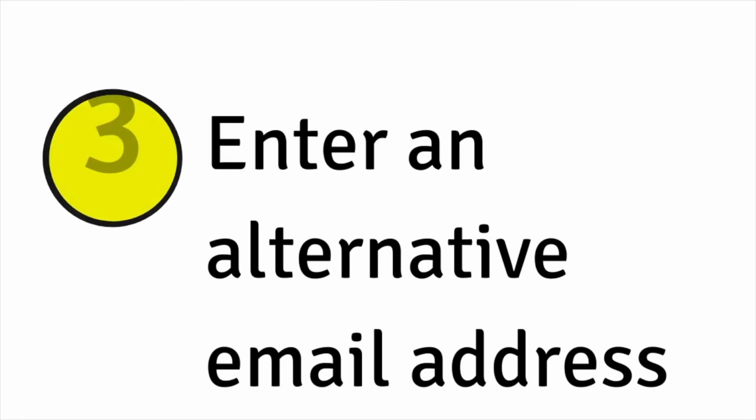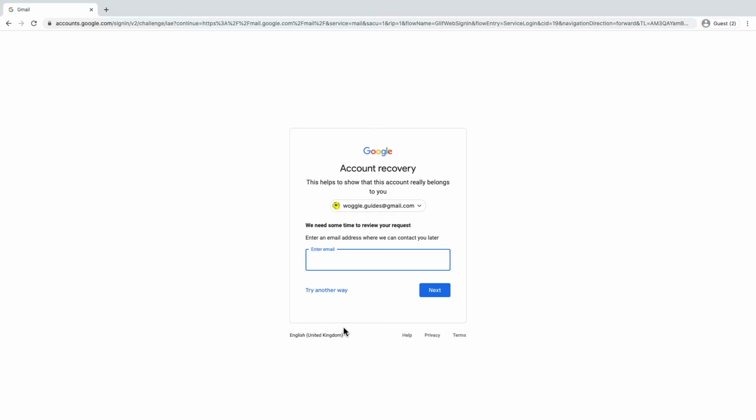And the third method is to enter an alternative email. So this final method is perhaps the most straightforward. All Google asks you to do is to provide an alternative email address at which they will contact you to verify that the account is yours. So to complete this, all you need to do is enter in your alternative email address that you do have access to, click next, and Google will contact you shortly.